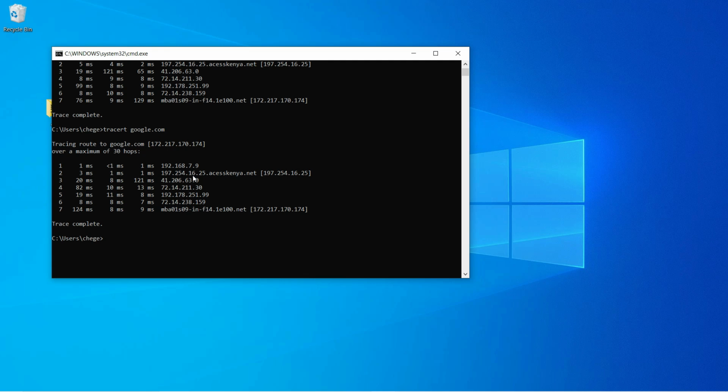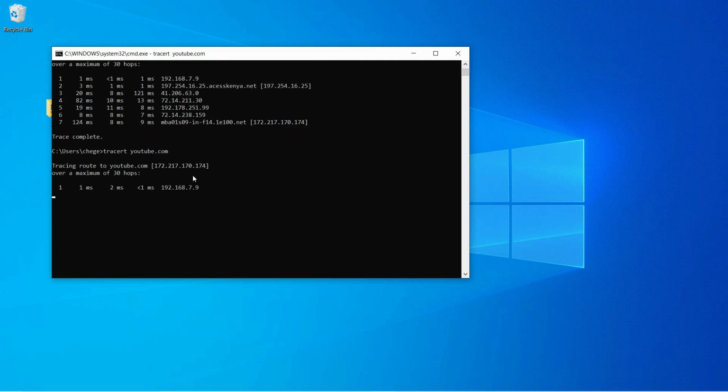So now, let's take an example of how you can use Tracert. You are trying to watch a YouTube video, and you have slow internet. Then how do you point out where the issue is? You run a Tracert to youtube.com. Let's try that. So you are tracing route to youtube.com.